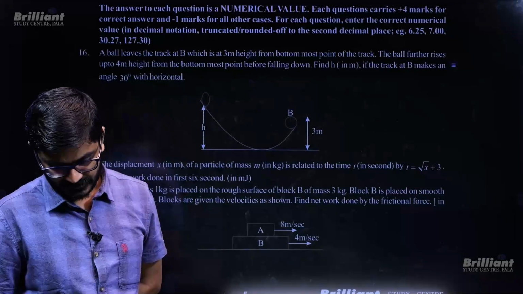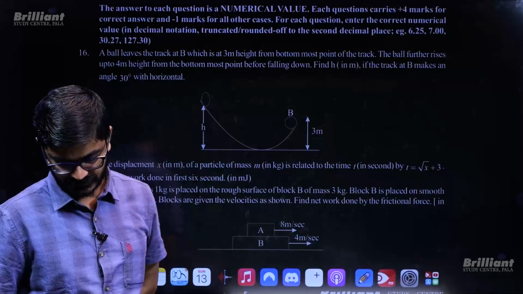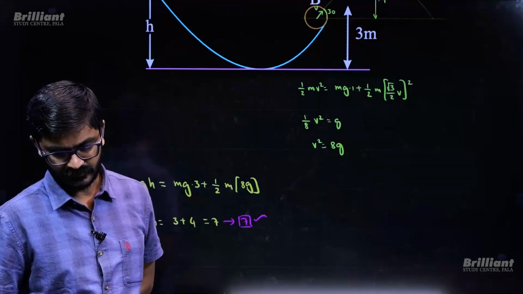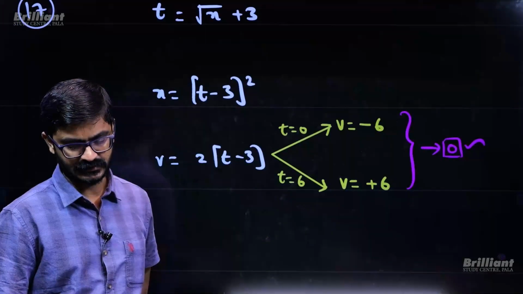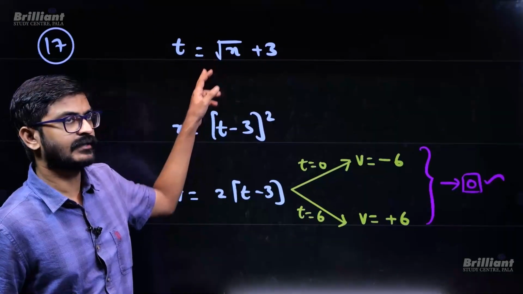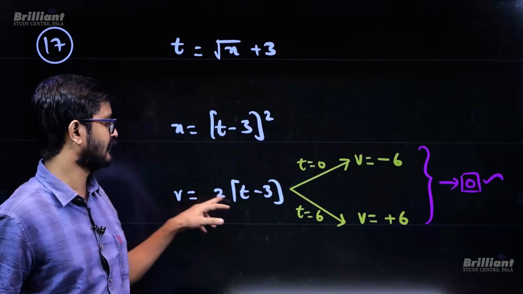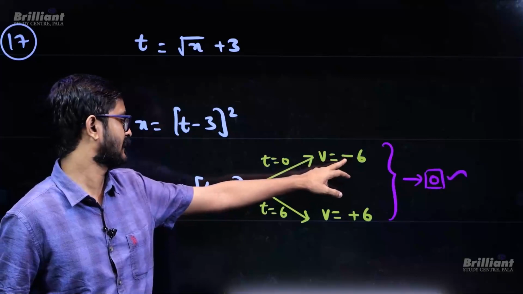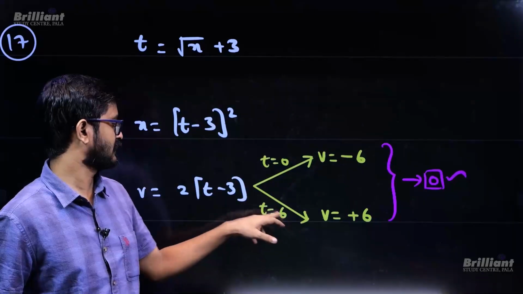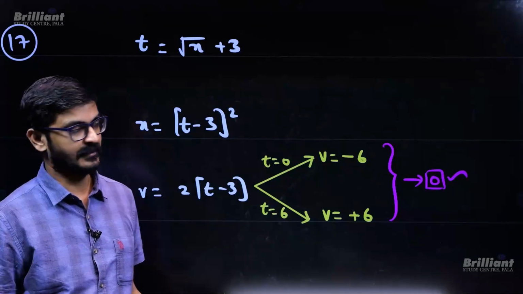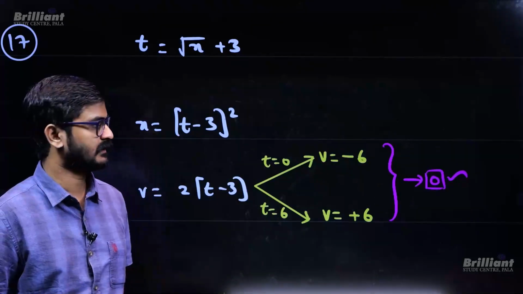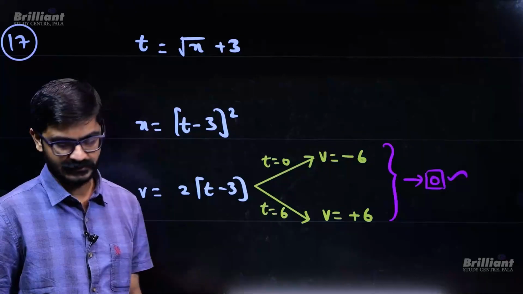Displacement versus time is given. What is the work done in the first 6 seconds? So I can go with work done, or instead I can go with change in kinetic energy, because work done equals change in kinetic energy. So this thing is given, I can modify it. From here I can differentiate and get the velocity. At t equals 0, velocity is minus 6. At t equals 6, velocity is 6. So velocity is changing its direction, but magnitude wise it is remaining the same. So change in kinetic energy is 0, so work done will be 0.